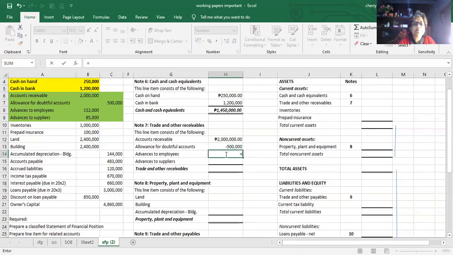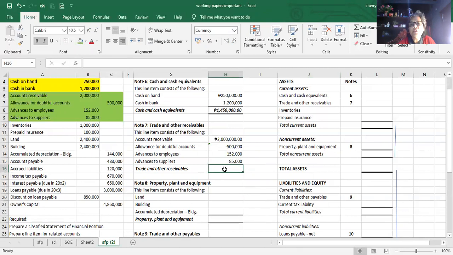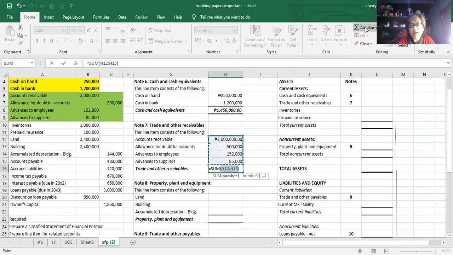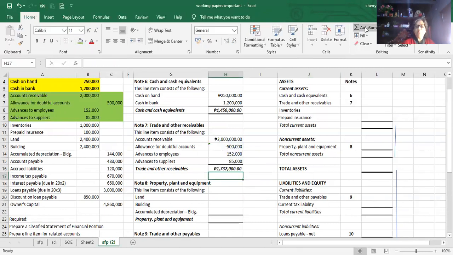So equals advances to employees of 152,000. Click and enter. And then advances to suppliers equals 85,000, click and enter. Some more? Okay, none. So we're going to sum it up. So we get 1,737,000. Next is item 8, property, plant, and equipment.